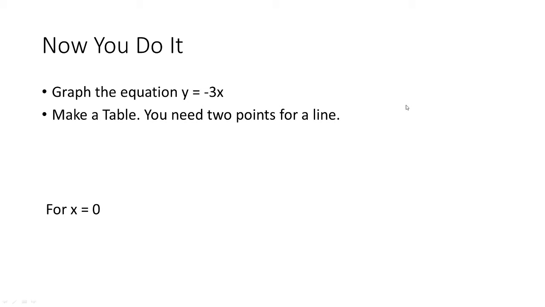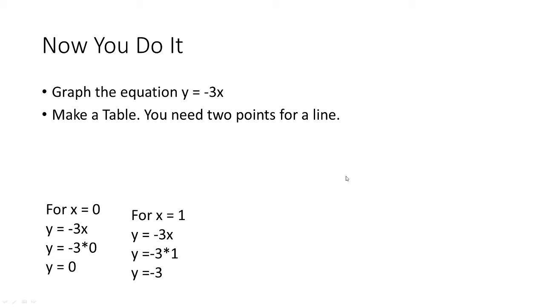Pick 2 points. I'll pick x equals 0, and I will substitute in 0 for x in the equation. So I get y equals negative 3 times 0, which is 0. My first point is 0, 0. For a second point, I'm going to pick x equals 1. So y equals negative 3x, negative 3 times 1, which is negative 3.